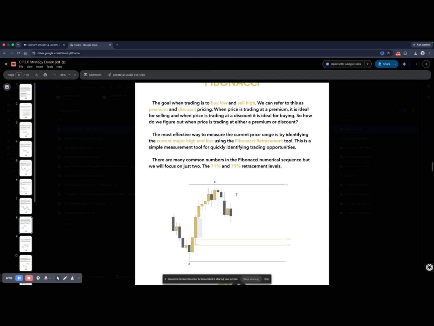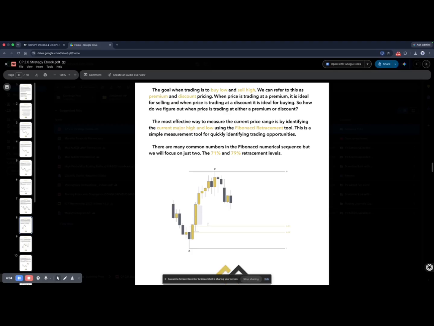Now, the Fibonacci is not necessarily an indicator, it's just a measuring tool to measure out premium and discount levels. Now, any purchaser of something would like to get the cheapest price possible. You'd like to get a discount, and the same is true as traders. You'd want to find the best price possible. Buy low, sell high.